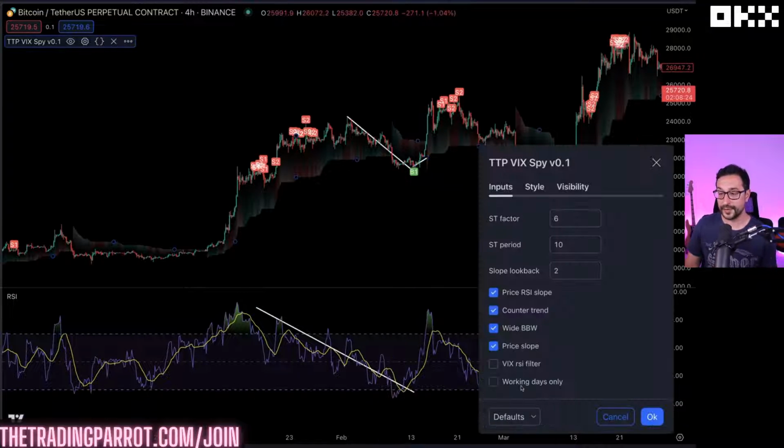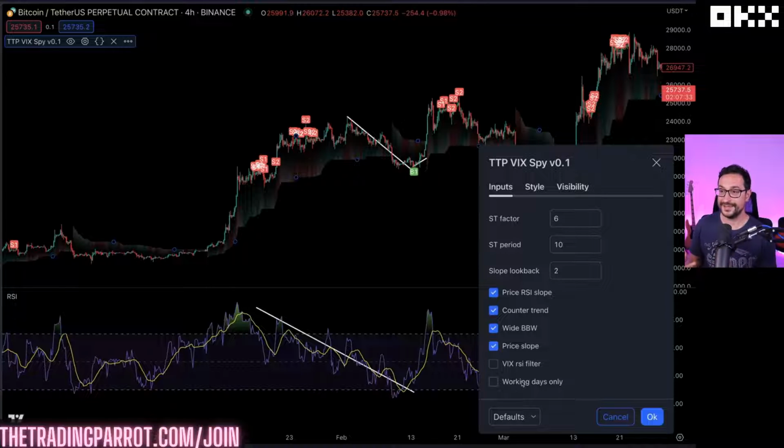You also have two extra parameters that I'm currently not using, and that's why they are not ticked by default. The volatility index RSI filter is removing signals if the volatility index RSI is in the opposite extreme. So levels of RSI 70 and 30. And the working days only is going to remove all the signals that are triggered during the weekend.